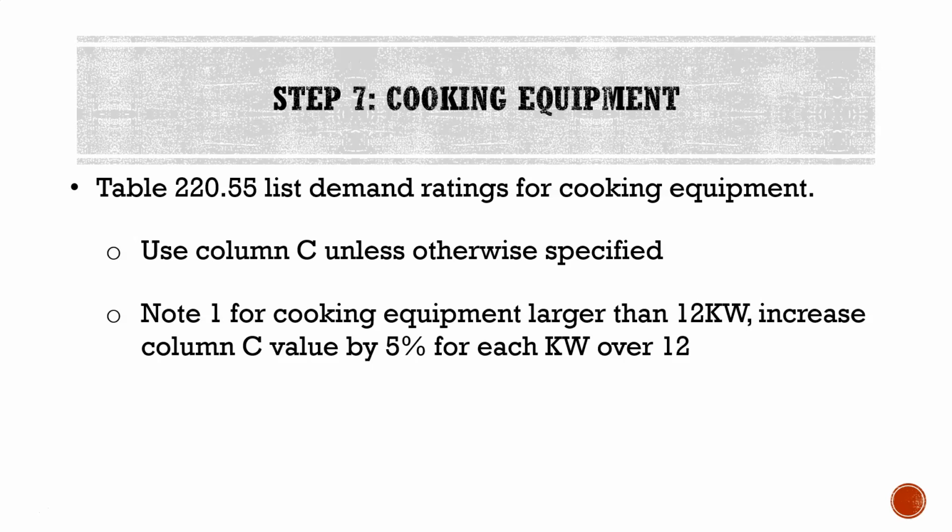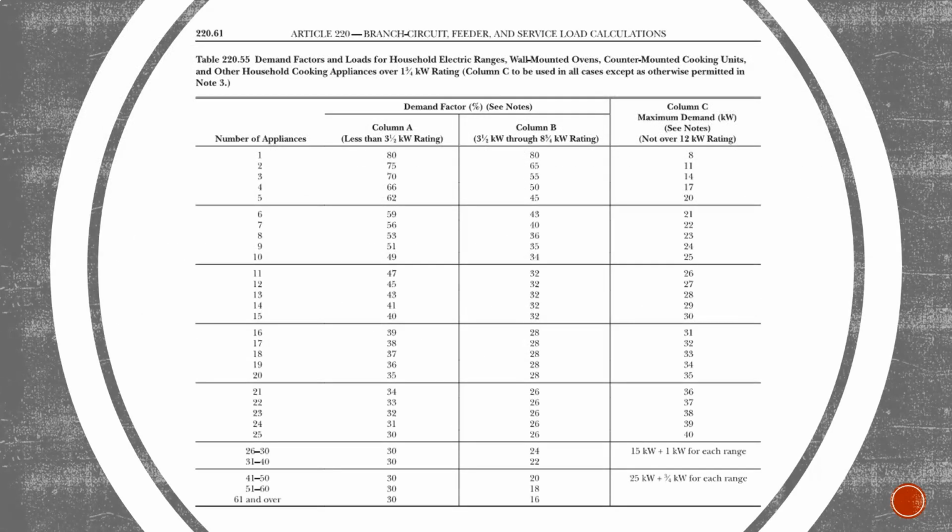Note 1 tells us for cooking equipment larger than 12 kW, we have to increase the column C value by 5% for each kilowatt that we are over 12 kW. So looking at Table 220.55 here, once you understand that you're only going to be using column C and you understand note 1, it's a pretty straightforward table.